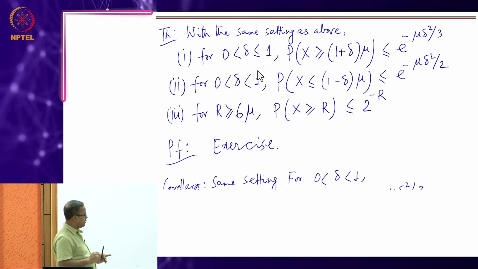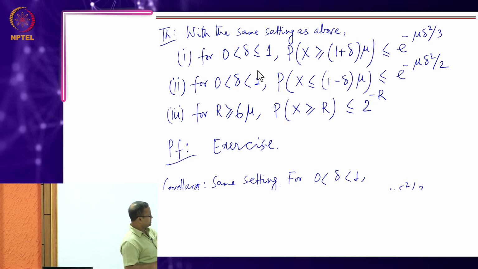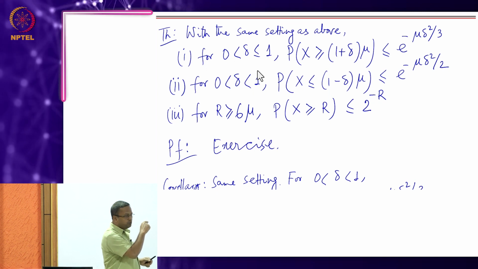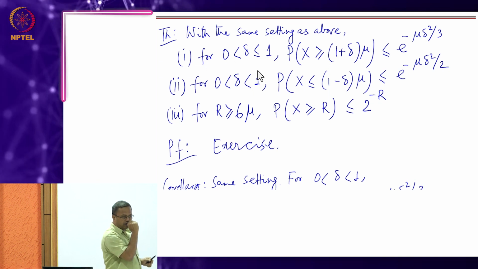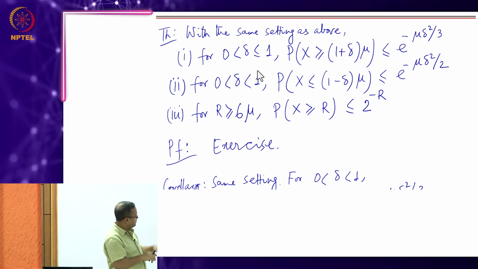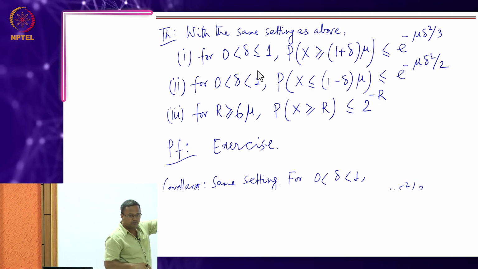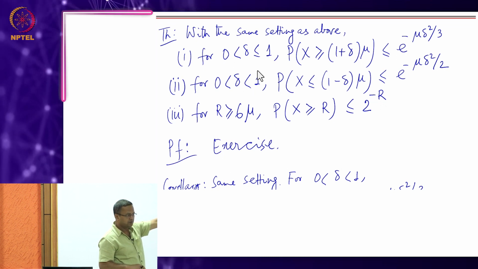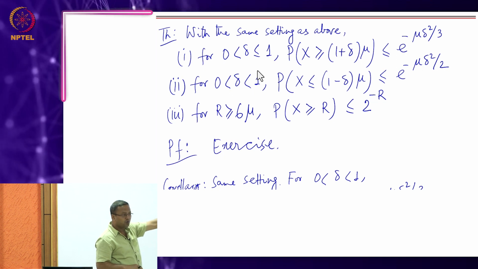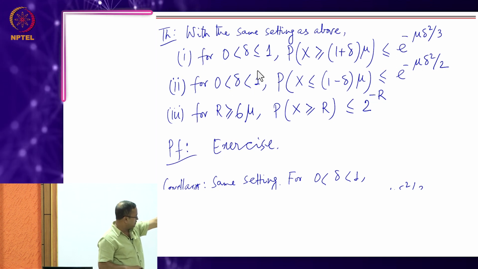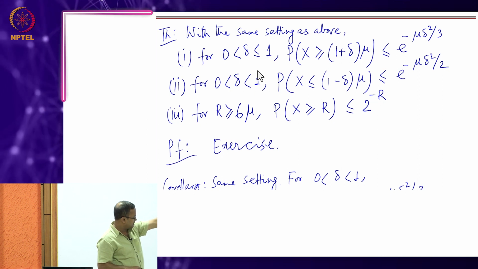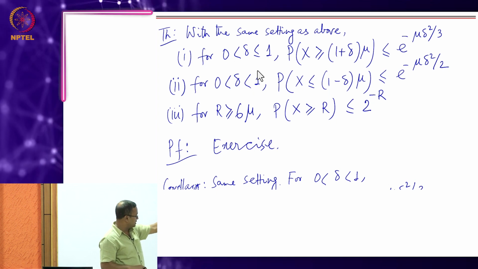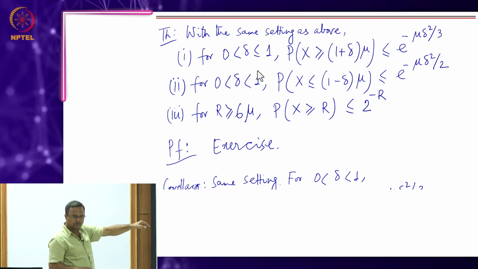Why? It is easy to see that for the first term you can rewrite it as x greater than equal to mu plus mu delta, right. Bring mu to the other side, so you have x minus mu greater than equal to mu delta. Similarly, for the lower one, number 2, you will have x less than equal to mu minus mu delta, bring mu to the other side, x minus mu is less than equal to minus mu delta, fine.